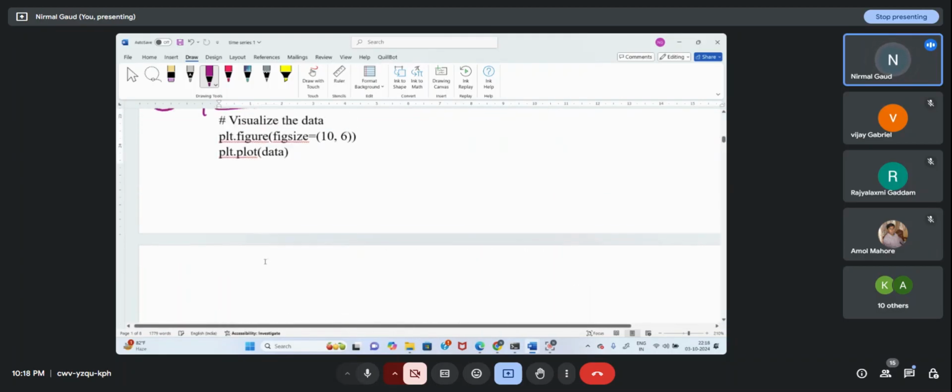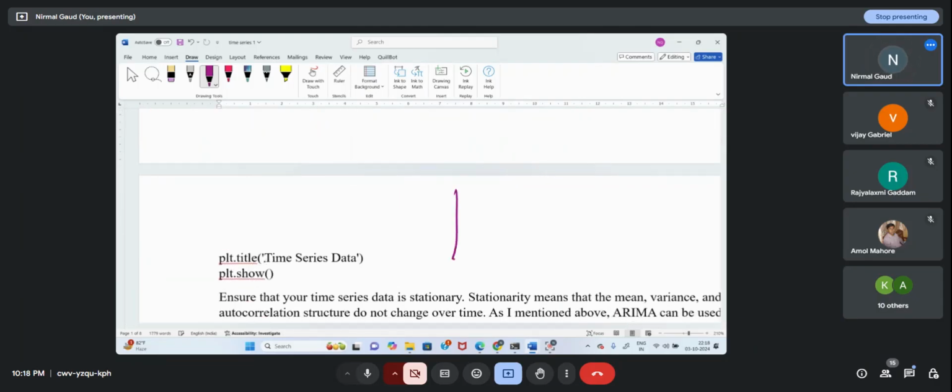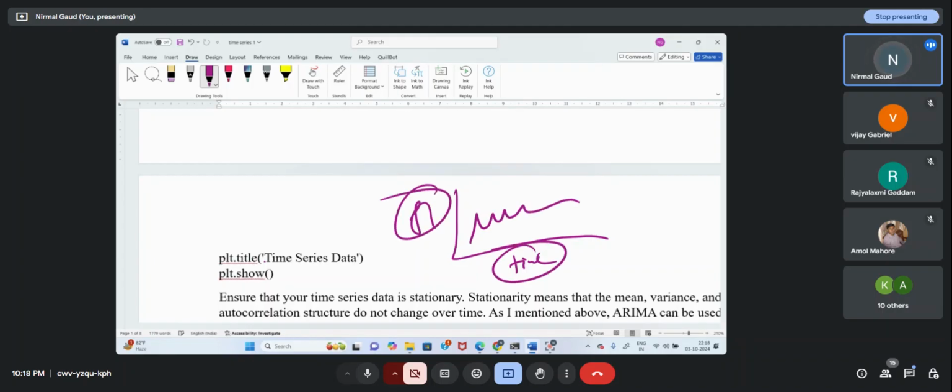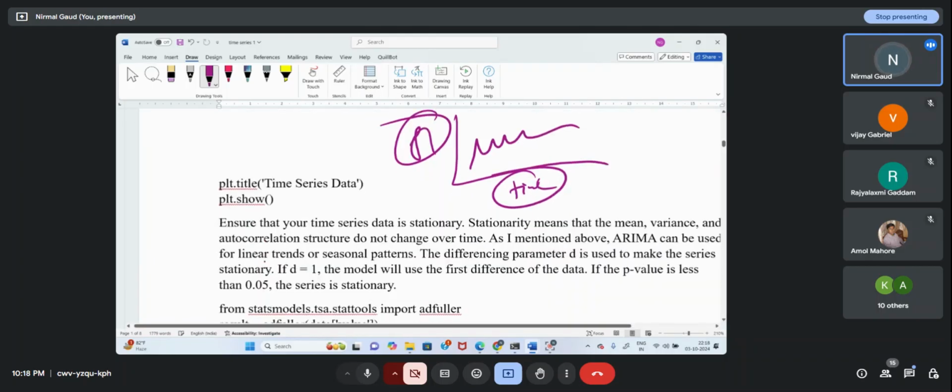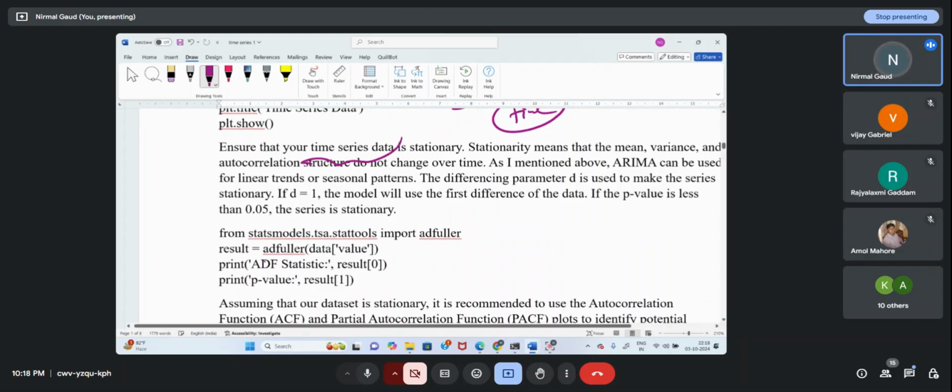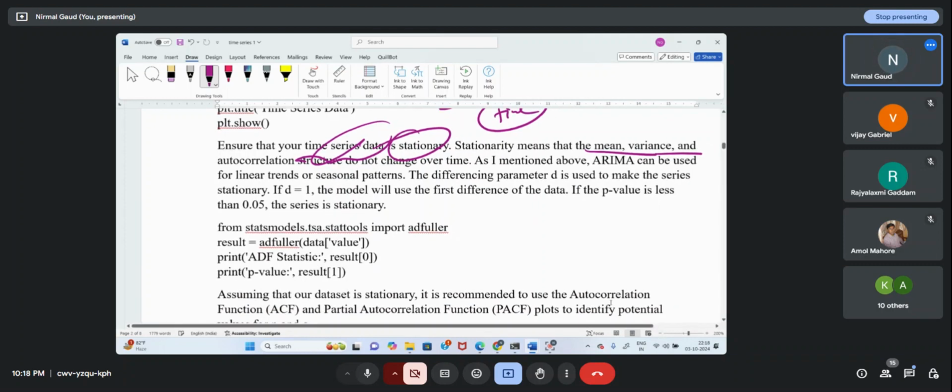Then visualize the plot. Perform the plot for the time series: feature versus time. Take the feature and take time and draw the plot. Time is present on the index position. The feature is obviously a column. Then ensure whether your time series is stationary or not. Stationary means mean, variance and autocorrelation do not change over time.